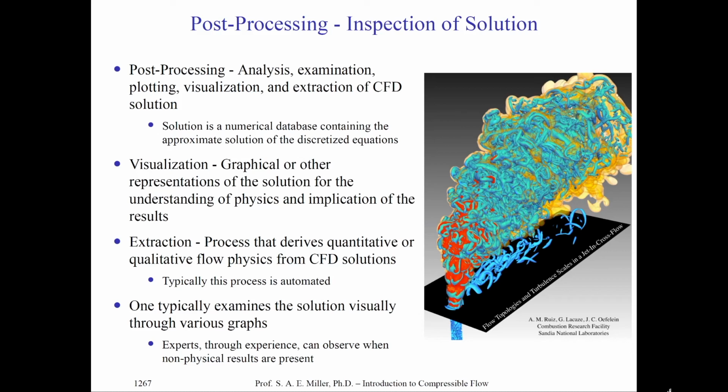Usually CFD only gives us the field variables as the answer. For example, densities, velocities, pressure, and perhaps one other variable. From our algorithms, we would derive all other quantities like Mach number, lift, drag, etc. We often visualize solutions through graphs, and of course, experts through experience can observe non-physical results that are present in CFD to know if the run is valid or not.